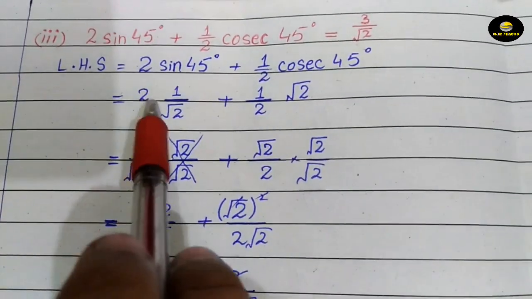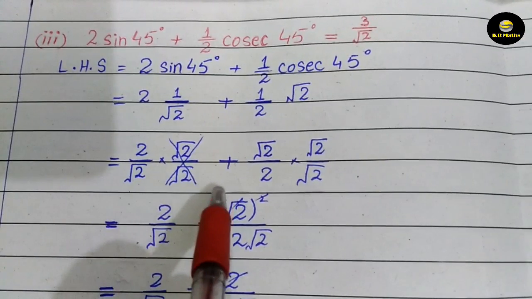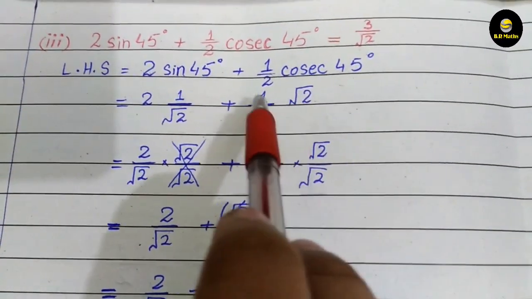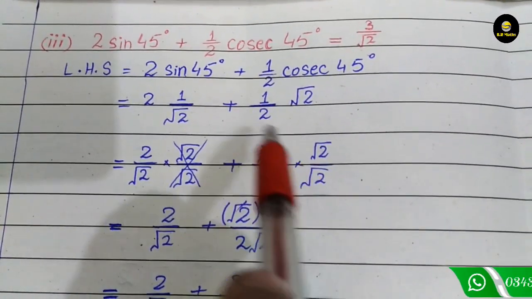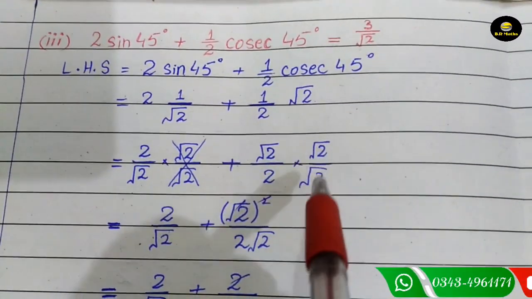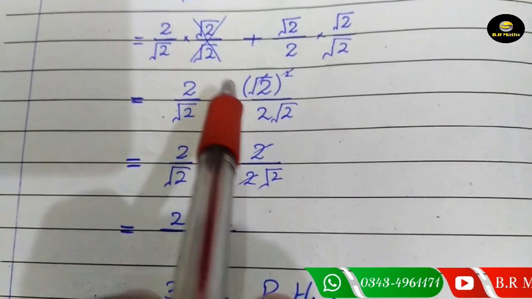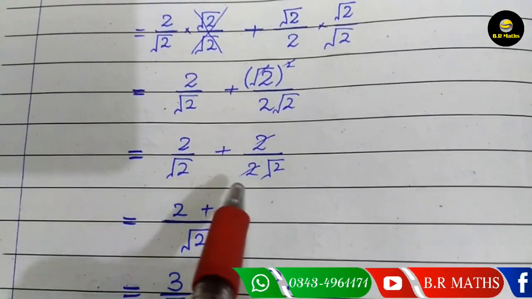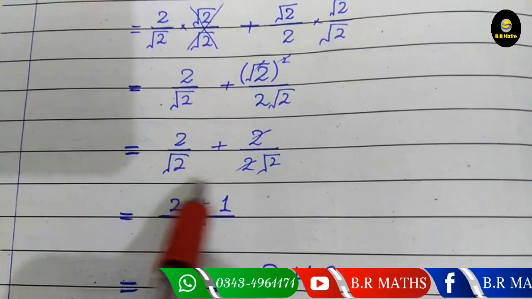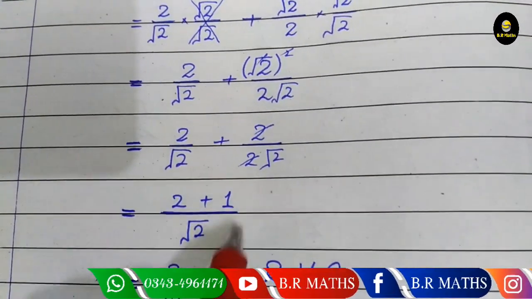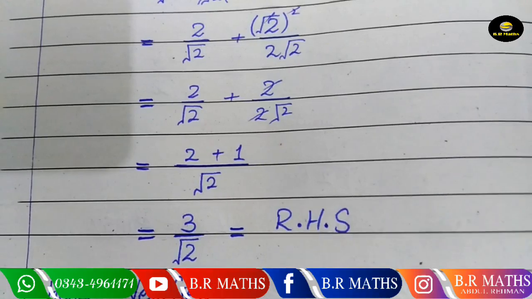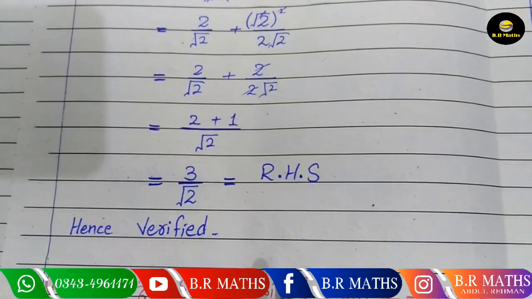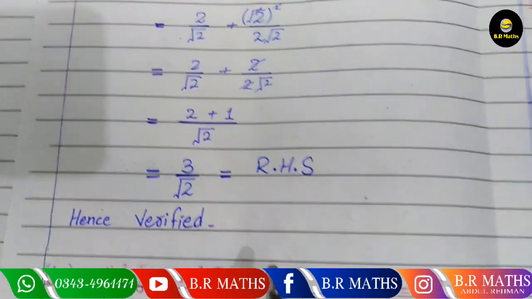And next, so 2 over square root 2 plus square root 2 divided by 2, and then rationalize the numerator, multiply by square root 2 and divide by 2. So the square root cancels, and the 2 cancels, and then with square root 2 take the LCM, 2 plus 1, and 3 divided by square root 2, which is equal to the right hand side. Hence verified, left hand side equals right hand side.